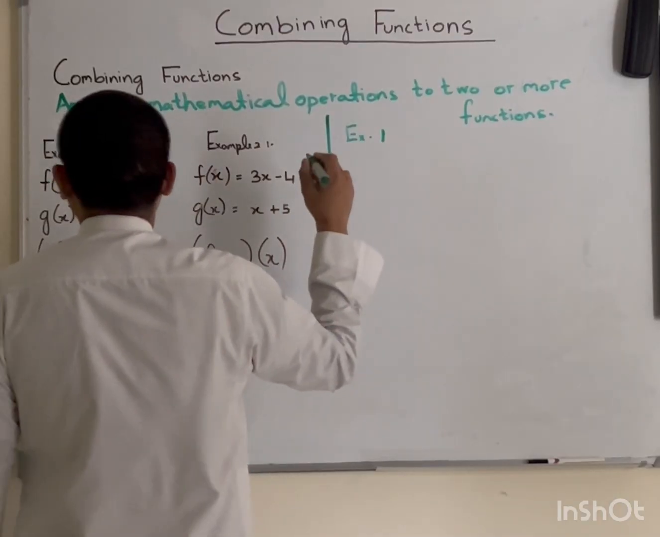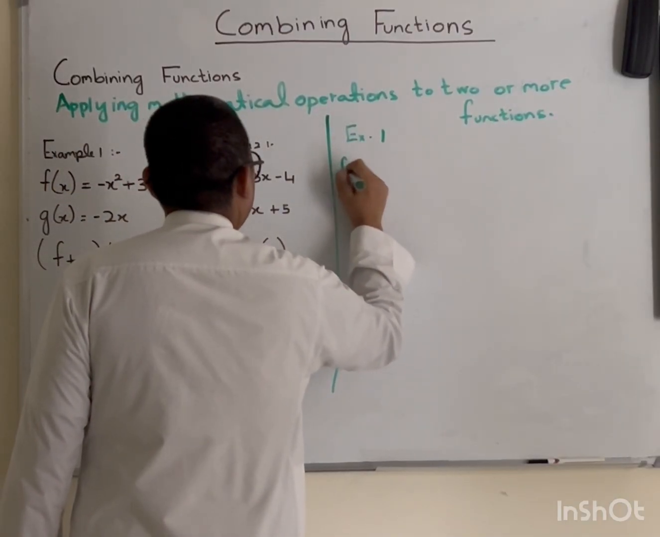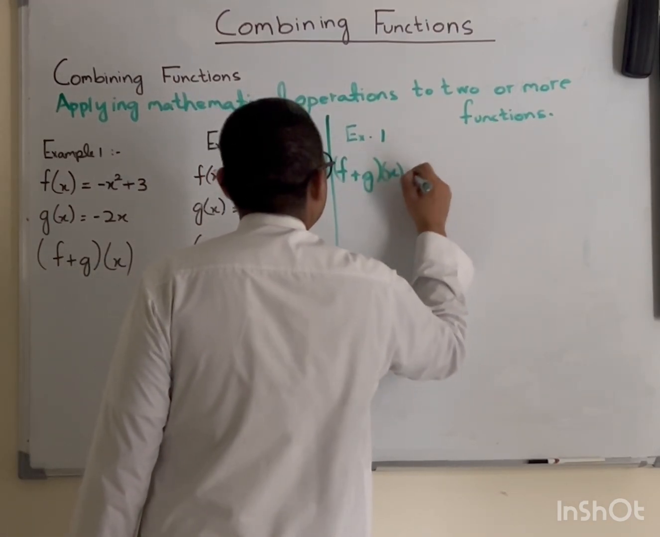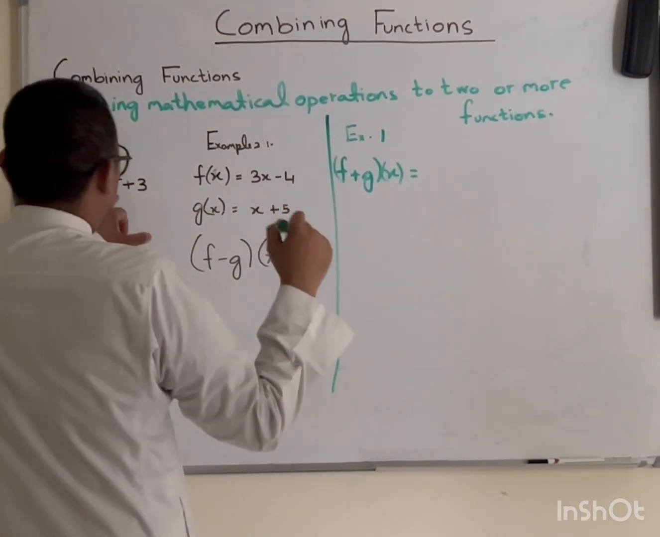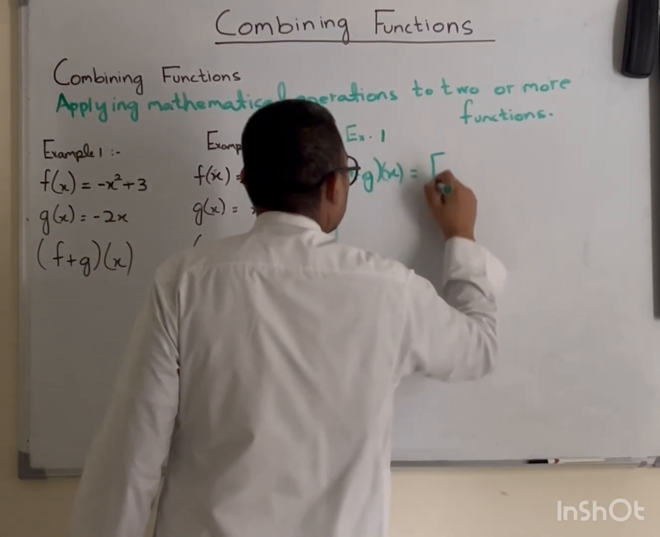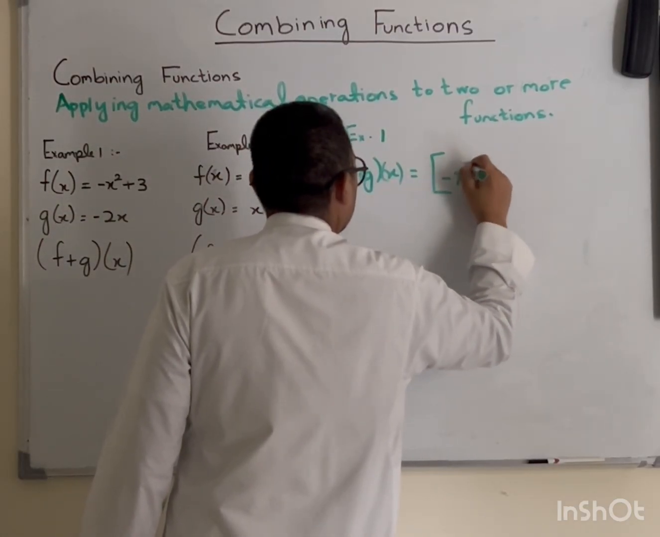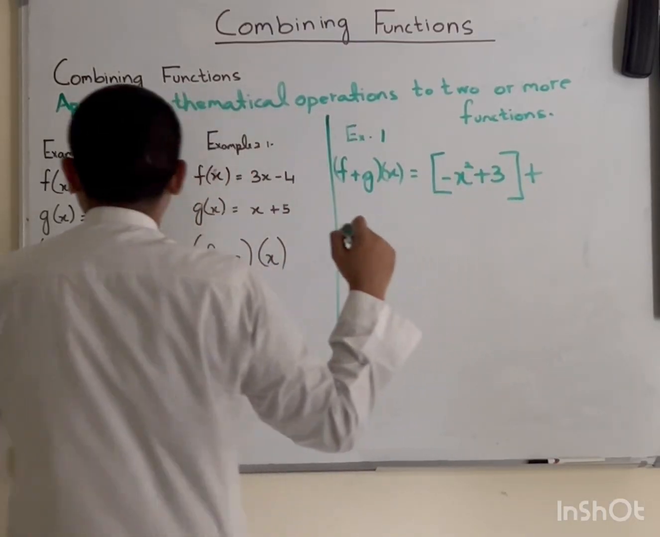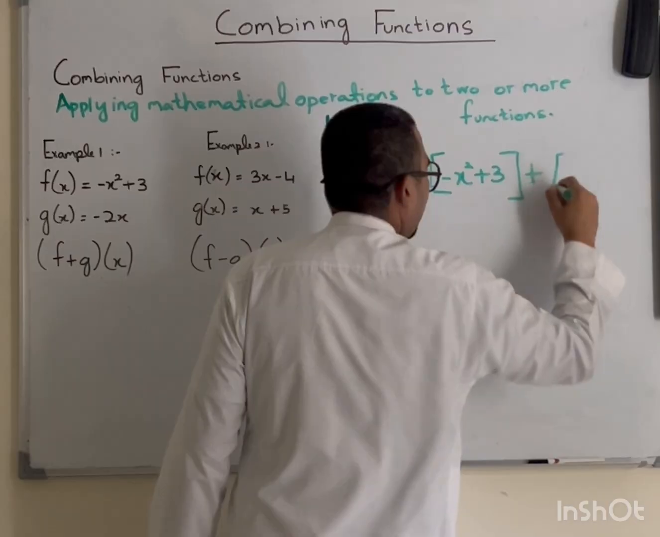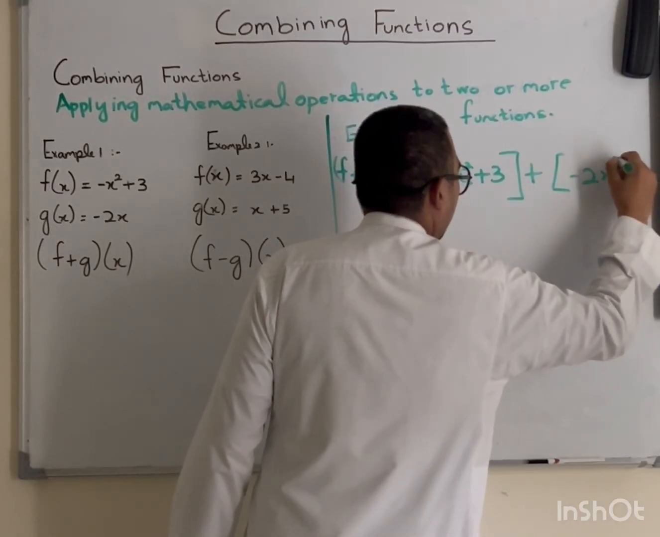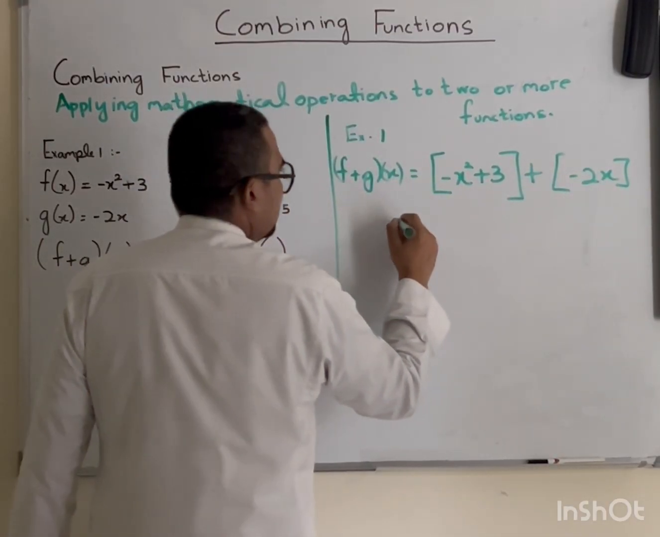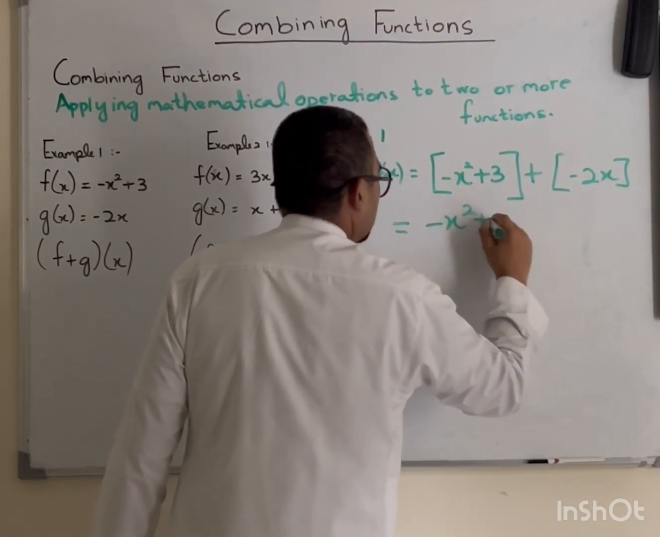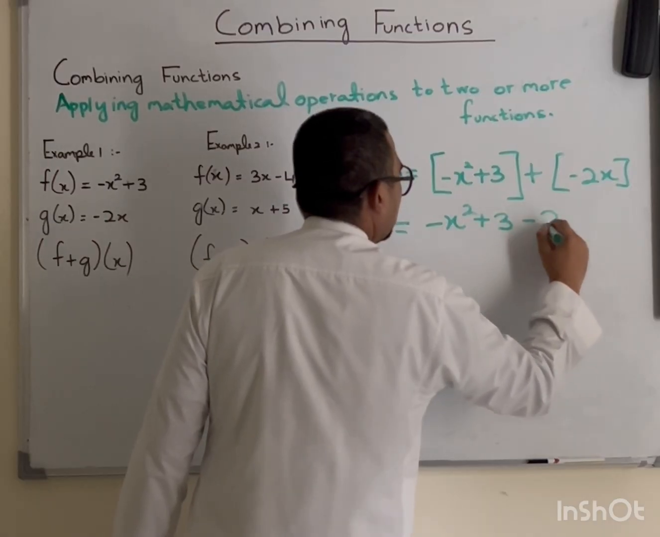So we have f plus g of x would be, so f of x is negative x squared plus 3. So you have negative x squared. Okay? And then g of x is negative 2x. So we have negative x squared plus 3 minus 2x.